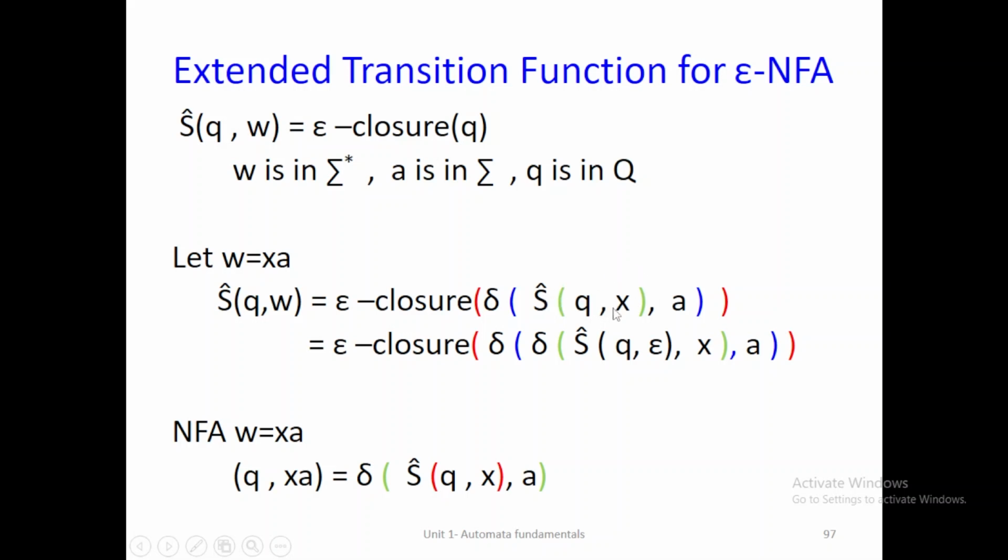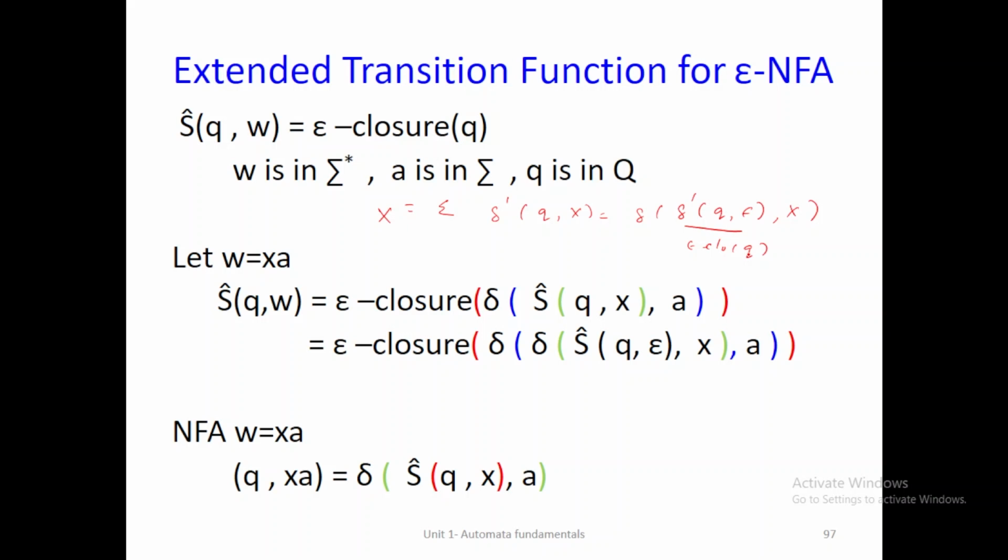Then how can you calculate the extended transition for a single input symbol? Tilde cap of q comma x is tilde cap of q comma epsilon comma x. If only one symbol is there, x is an alphabet symbol, then tilde cap of q comma x is tilde cap of q comma epsilon comma that symbol. This is nothing but your epsilon closure of q. We already know about the calculation of epsilon closure of q.